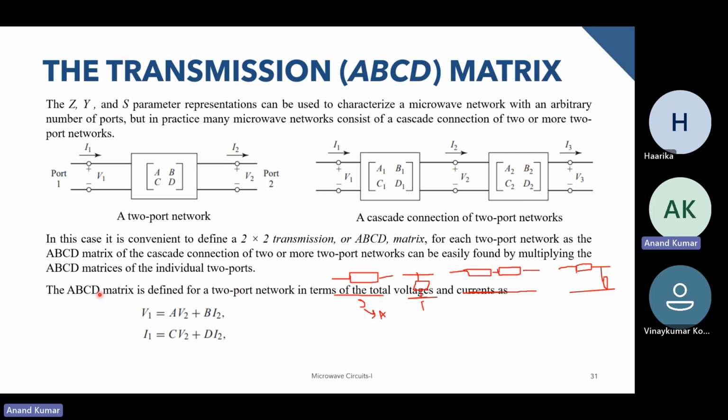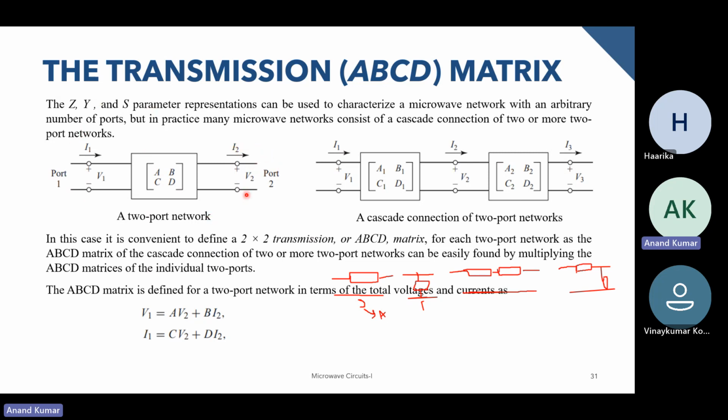Now, how do we calculate this ABCD matrix? What we have is I1, V1, the current and voltage at port 1, and I2, V2, the current and voltage at port 2. Note that the direction of I2 is different from the direction of I2 that we had in Z, Y, or S parameters.